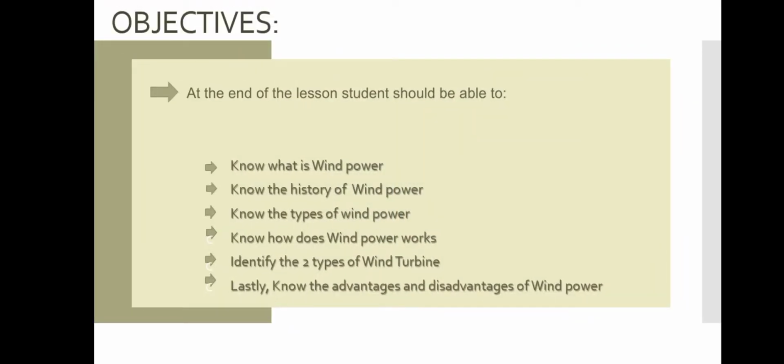Now, may I begin by reading our objectives for this presentation? At the end of the lesson, students should be able to: first, know what is wind power; second, know the history of wind power; third, know the types of wind power; fourth, know how wind power works; fifth, identify the two types of wind turbine; and lastly, know the advantages and disadvantages of wind power.